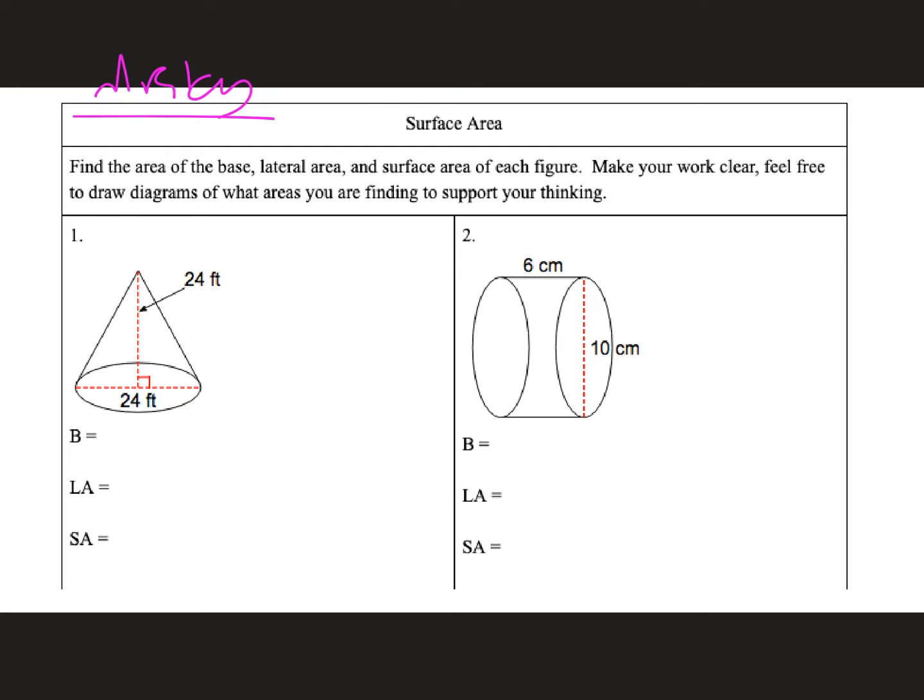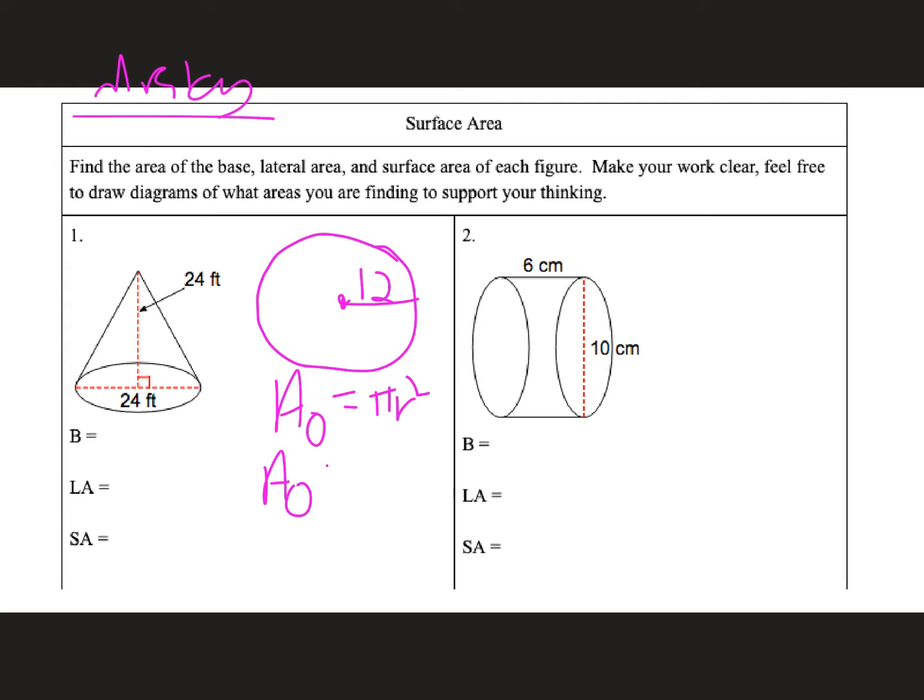So for the base, I'll do my best to explain exactly what I am doing so you know exactly what's going on. I'm doing a circle there. The diameter is 24, which means the radius is 12. The area of a circle is pi r squared. So that means this area is pi times 12 squared, which is 144 pi feet squared.